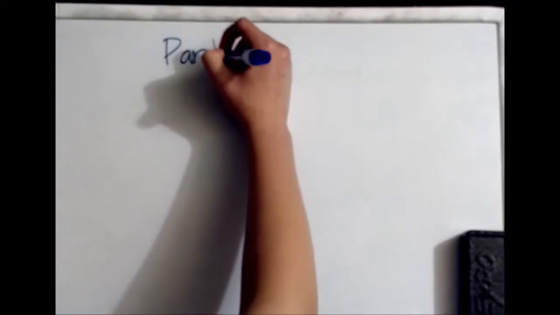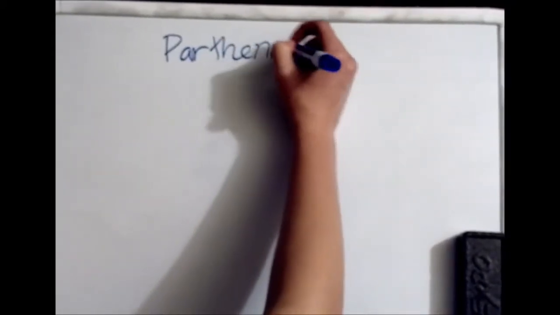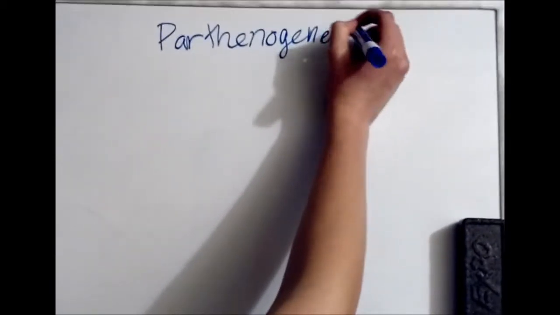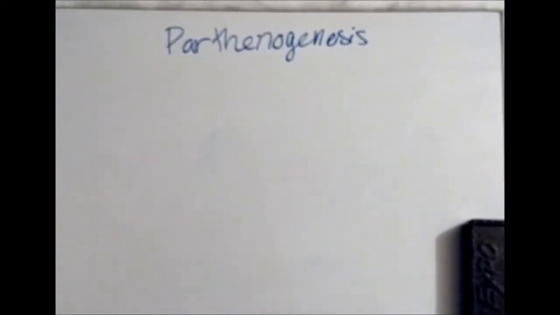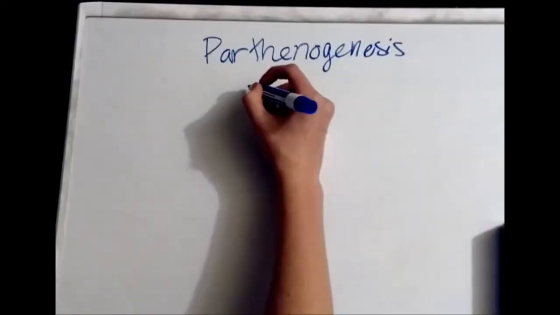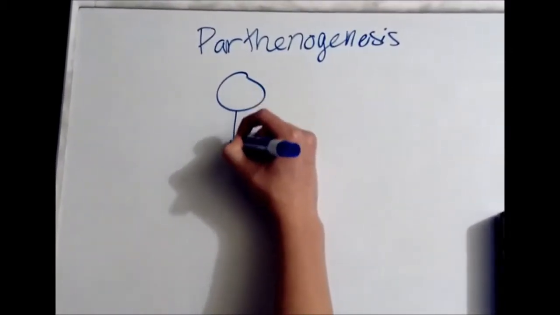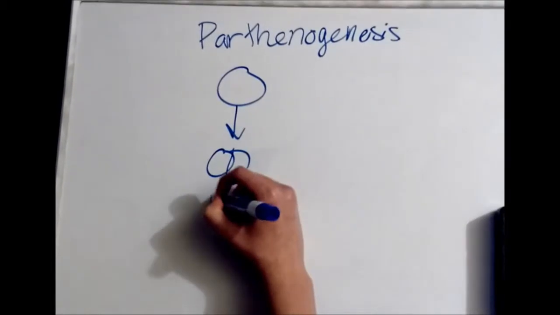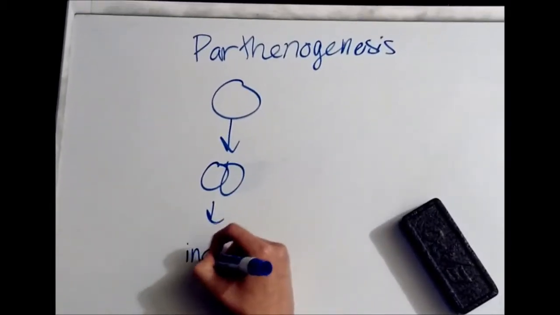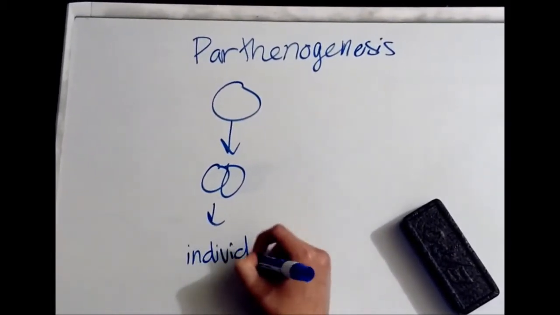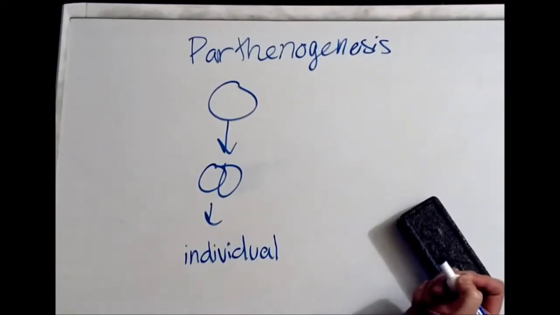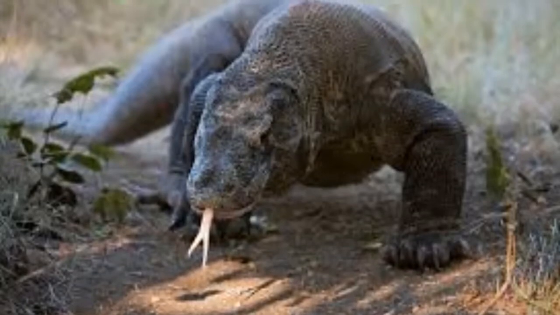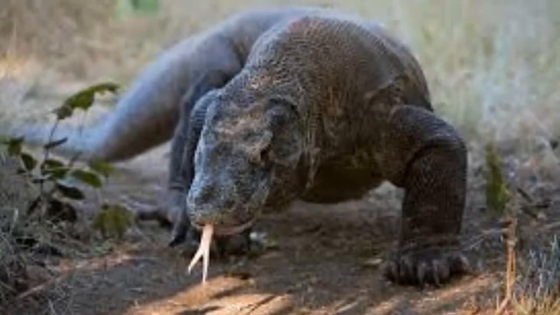Okay, so now we're going to talk about parthenogenesis. And parthenogenesis is a really cool method of reproduction. Lots of different variations, but we're not going to go into that today. We'll go into that later. So with parthenogenesis, you start off with an egg, and that egg cleaves, and it continues to split and cleave until you get a new individual. So this is really cool. Some species use this as an alternative to sexual reproduction. The Komodo dragon is one of them.